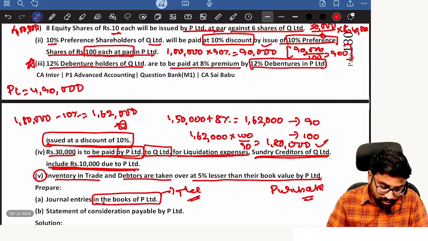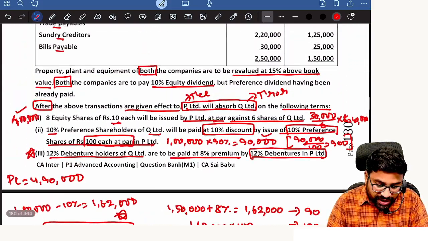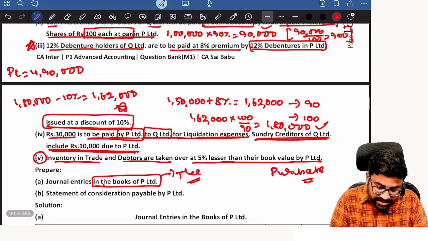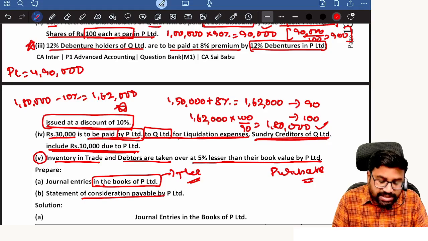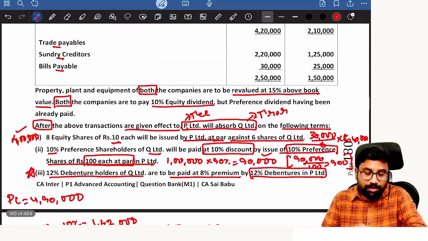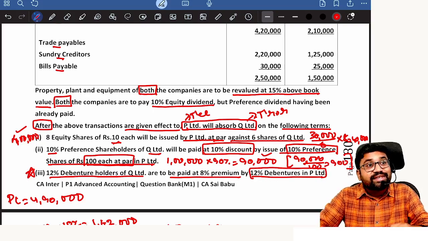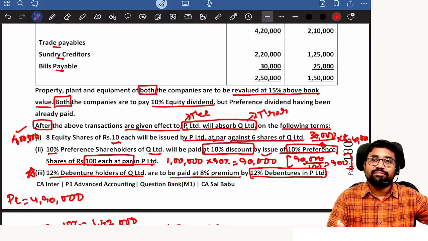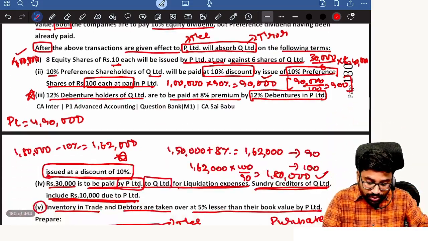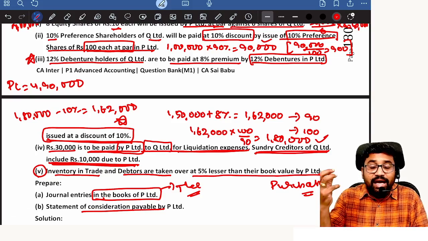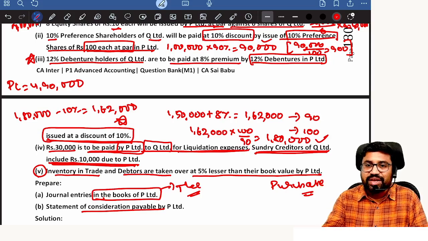So therefore, this question is very, very important. Why is this question important? Because they are asking for the transferee company books and also the purchase consideration. Before amalgamation, some things happened. What are the things that happened before amalgamation? Revaluation of assets to equity dividend. After giving effect to these transactions, P has taken over Q Limited. So therefore, you need to write the entries in the books of P Limited, the transferee company. Now tell me, amalgamation in the nature of purchase, transferee books, what entries will come?